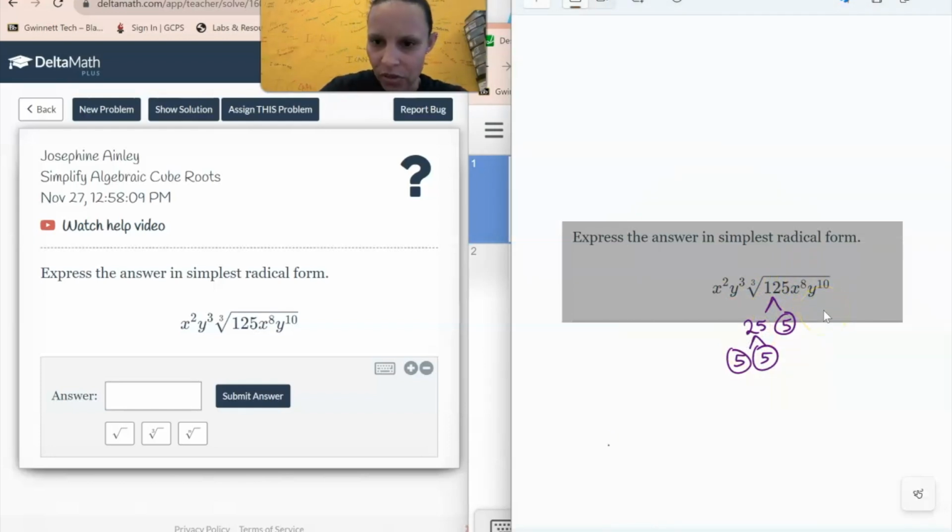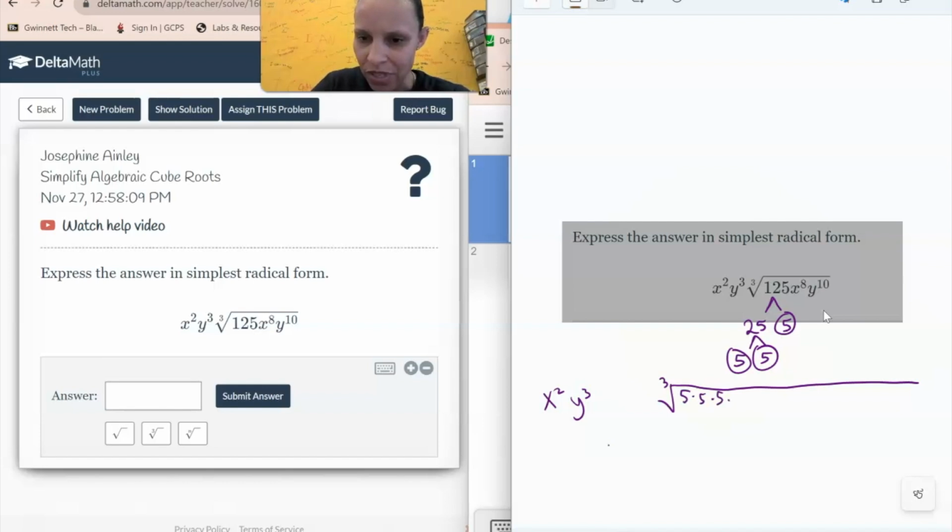So I'm going to actually write this all out. I have x squared, y cubed, and I'm going to leave a lot of space, and write out what I have. So this is cube root, right? Which means how many cards make a book? 3 of them. Then breaking down this 125, this is 5 times 5 times 5.